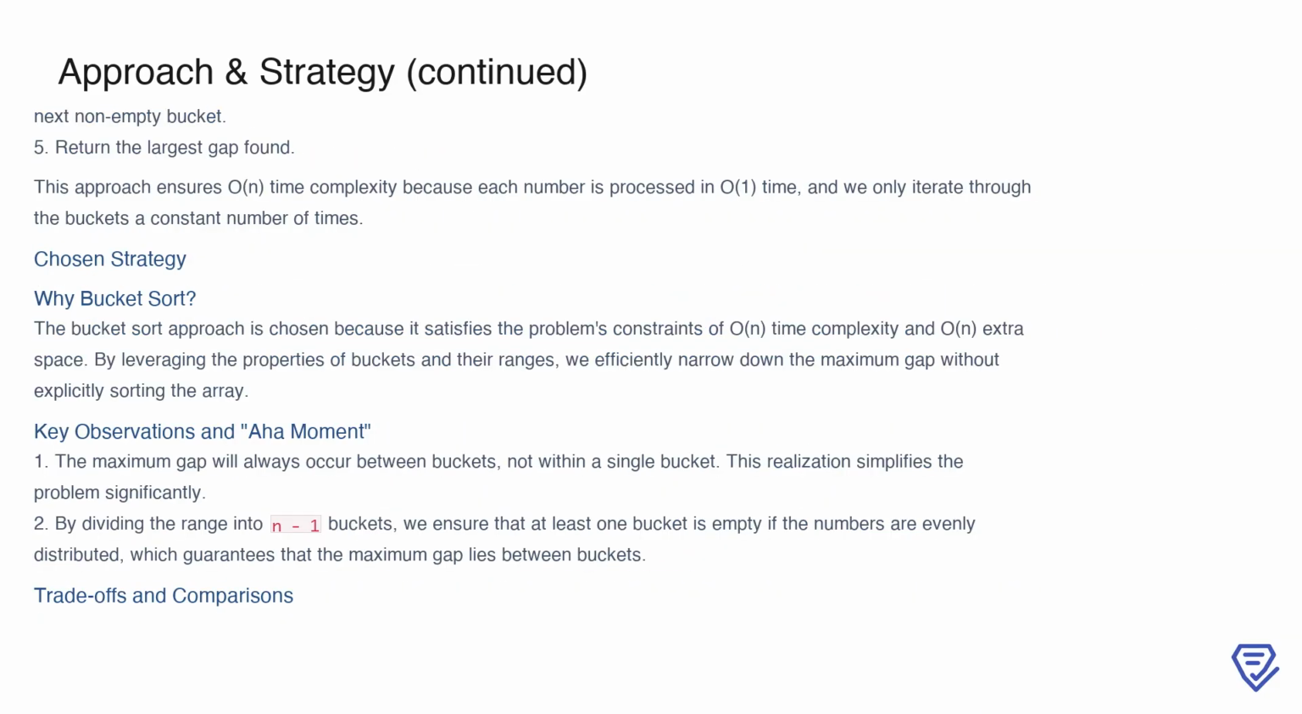Once the buckets are populated, the gap between successive buckets is calculated by comparing the maximum value of the current bucket to the minimum value of the next non-empty bucket. By doing this for all the buckets, we identify the largest gap, which is then returned as the result. This approach achieves the desired O(n) time complexity. Each number is processed in constant time during placement, and since we only iterate through the buckets a fixed number of times, the performance remains efficient.